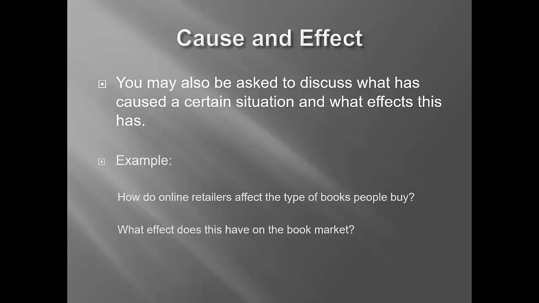So an example for cause: how do online retailers affect the types of books people buy? And effect: what effect does this have on the book market? So the first question is talking about the cause, and the second one is talking about the effect.